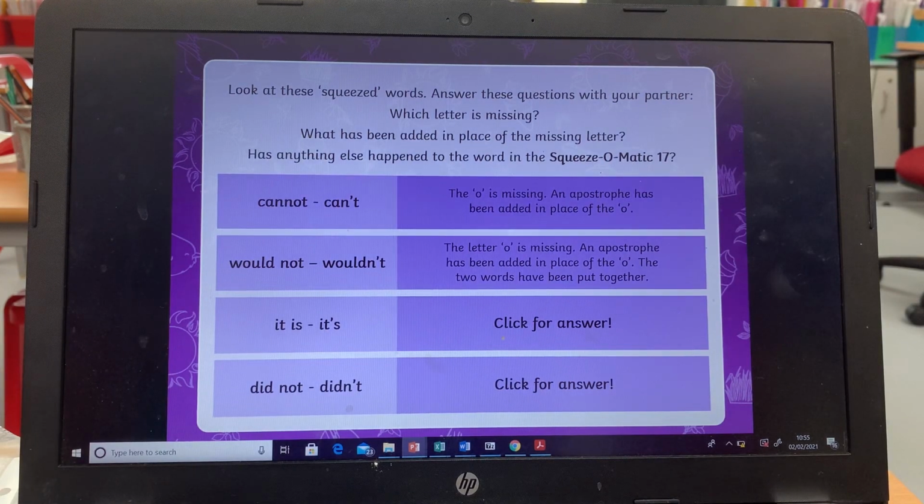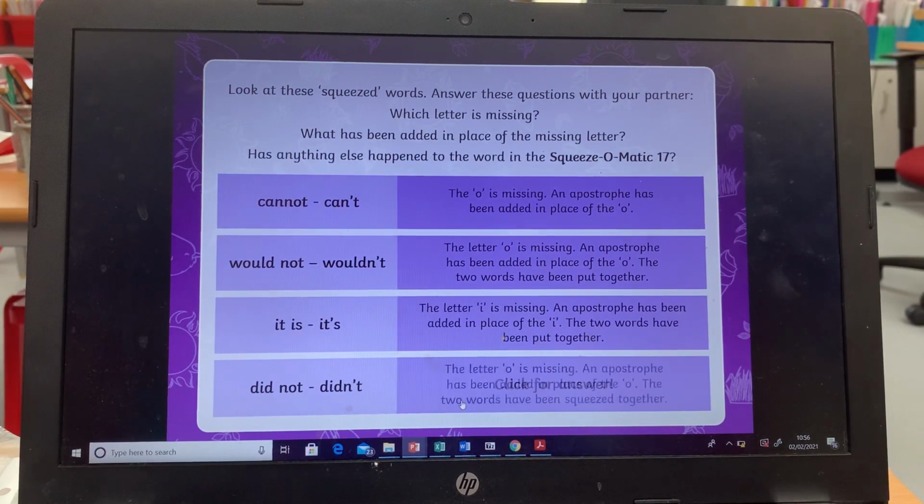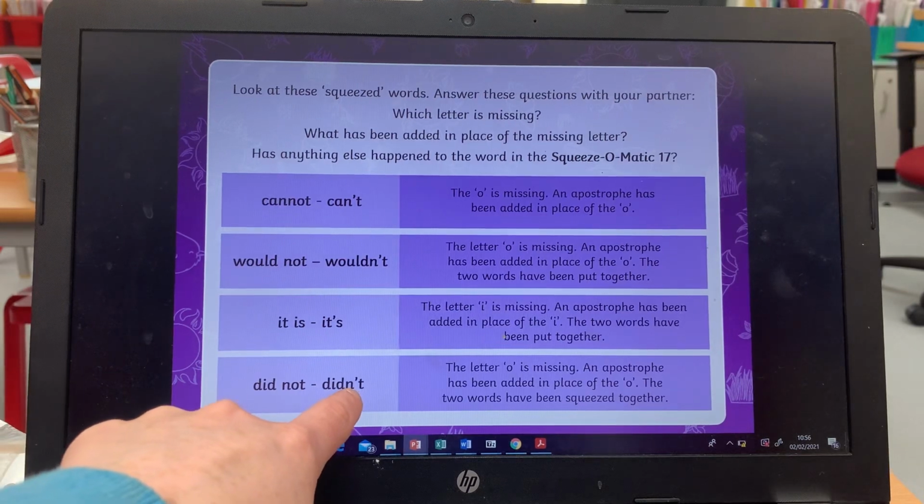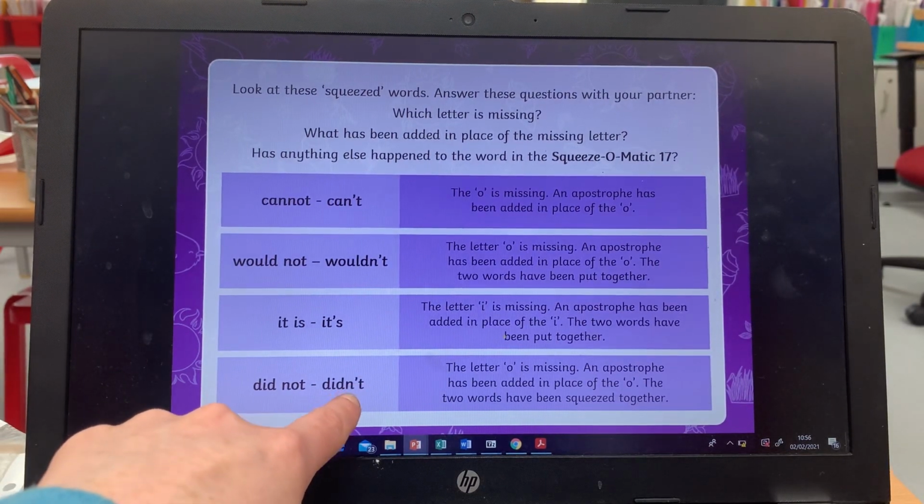Then we've got it is. You can see that the I has been omitted and the apostrophe has been put in its place and the two words have been put together. And then for didn't, we've got the O missing. And again, that not, the N has been put right next to that D, the apostrophe in the air, and then the T.